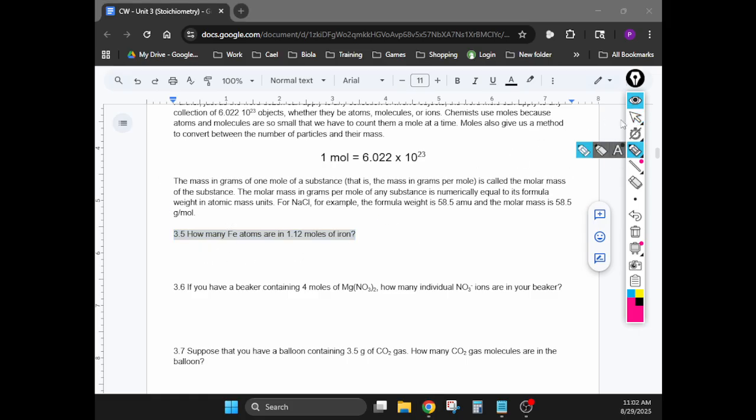Okay, so we have 1.12 moles of iron. We're going to start dimensional analysis by writing down our starting number, which is 1.12 moles of iron. And we want to convert this value into atoms. So we have to set up a fraction. To get rid of moles, if you have something on the top of a fraction, you need the same thing on the bottom. So we're going to put moles of iron on the bottom, and then we want to find atoms, so we're going to put atoms on the top.